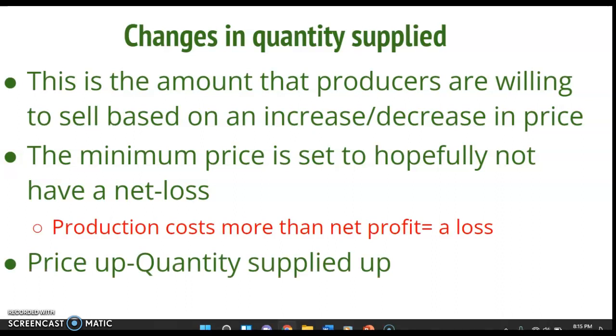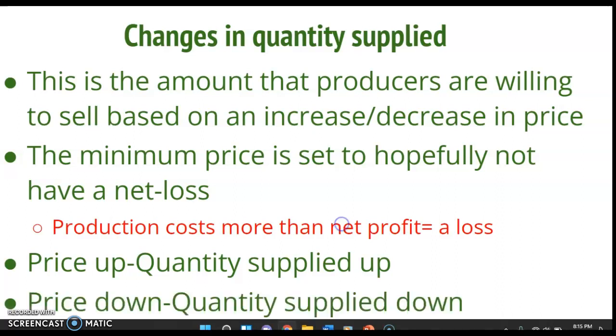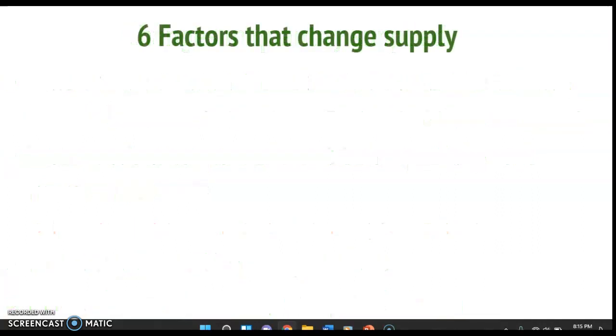Okay? Like I was saying earlier, if the price is going up, the quantity supplied is going to be going up. And same thing if the price is decreasing. If the price is decreasing, the quantity that we're willing and able to sell at that price is going to be going down also. Now, 6 factors that change supply.